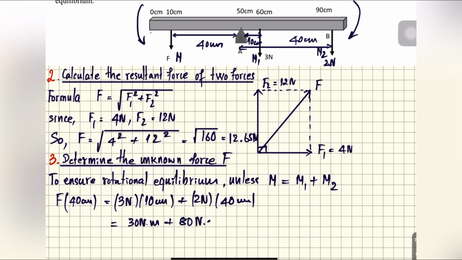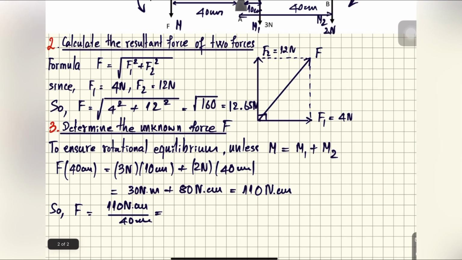So it equals 110 newton centimeters. To get F, you divide both sides by 40: 110 newton centimeters over 40 centimeters, and the answer is 11 over 4, which is 2.75 newtons. So that's how we can determine the force F to ensure rotational equilibrium.